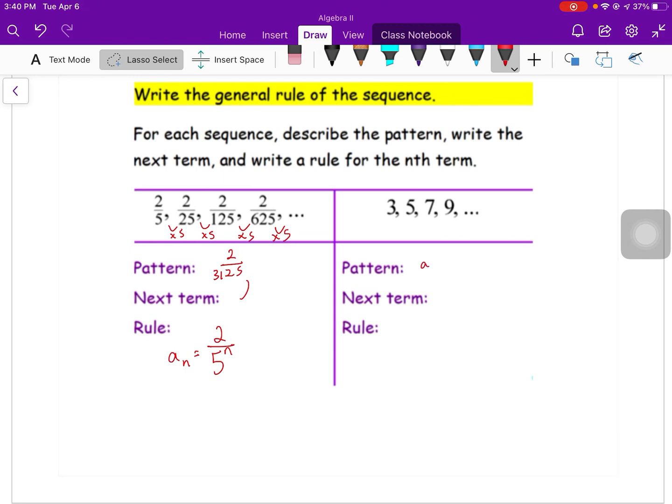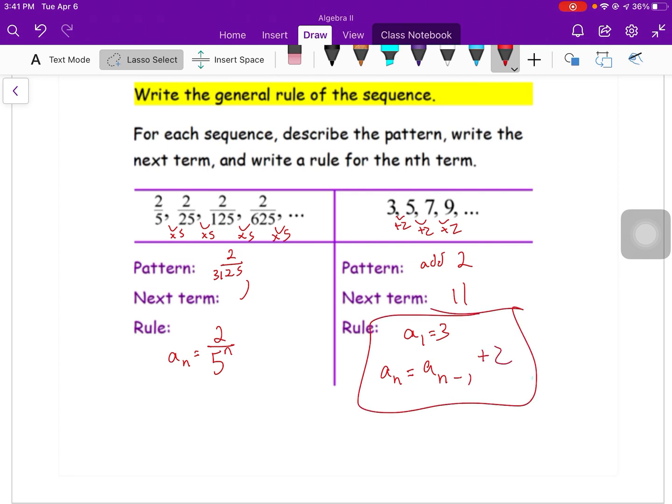Okay, my pattern is that I'm going to add 2. Looks like I go up 2, up 2, up 2. So the next number is going to be 11. So what I'm going to do is, I'm going to start off with the first number, and I'm going to take my previous number, and whatever that previous number is, I'm going to add 2 to it. So that's some general rules for sequences, not so much series. We'll talk about those later.